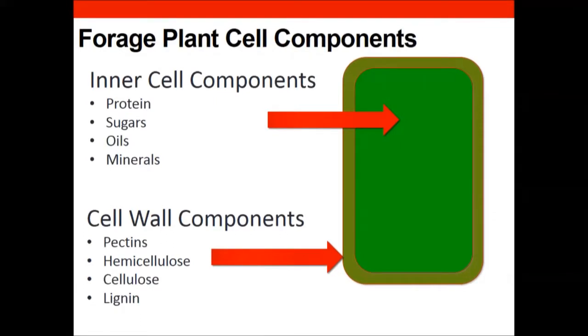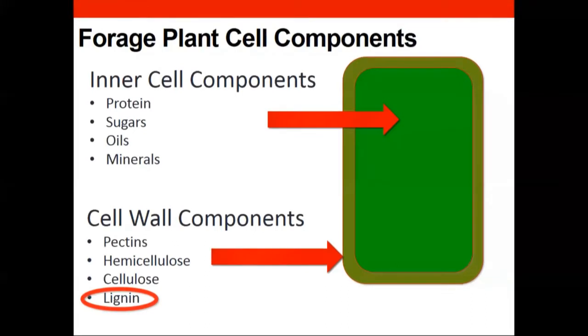Your cell wall components, though, are going to be things that are a little bit harder to digest. You have your pectins, you have your cellulose and your hemicellulose, which are broken down by the microbes in the rumen. And then you have this little guy called lignin. And lignin is important because as the amount of lignin increases, the digestibility of your forages is going to decrease. And there's a relationship between lignin and plant maturity. So as a plant matures, it's going to get older, it's going to get stemmier, and your lignin is going to increase as well.